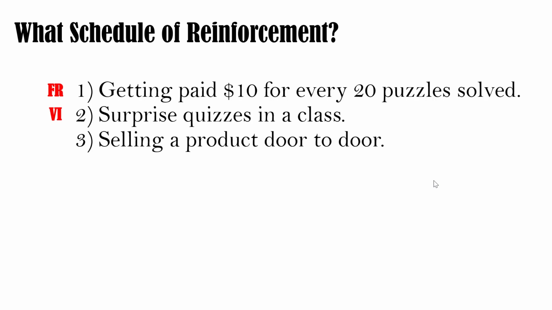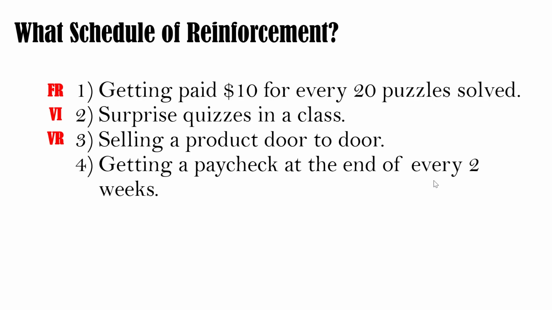Selling a product door to door. Selling a product is based off of you selling, so your responses. So we know it's going to be ratio. And when you sell a product door to door, you never know when you're going to get a reinforcer, when you're going to make a sale. It may be after the first door, you may have to go to 3 or 4 doors, so it's variable. This is going to be a variable ratio.